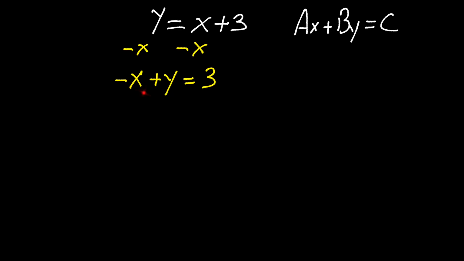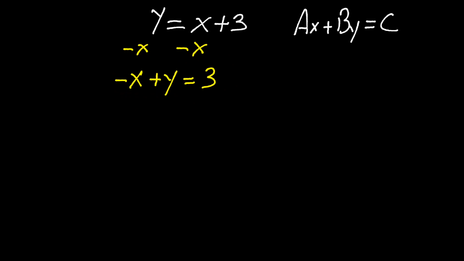Okay, take a look at what we have here. x and y are being added together. A is a negative 1 because x is negative. B is a positive 1 because there's nothing in front of the y. And C is 3. This is a linear equation. And our standard form looks like this.